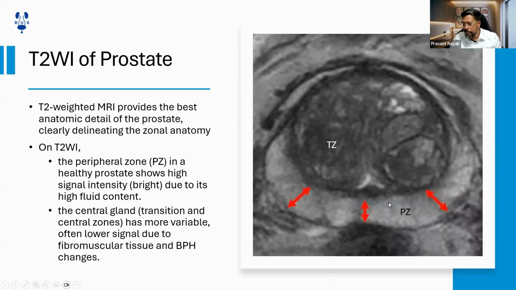You can look at the entire peripheral zone. You can look at the transitional zone. With this, these are the BPH nodules, right? It shows a high signal intensity due to high fluid content in the peripheral zone, whereas the intensity in the transitional zone is more variable because there is a fibromuscular stroma there, and some glandular element. So the transitional zone would appear darker as compared to the peripheral zone on T2 weighted images.